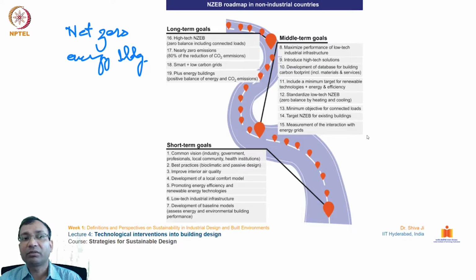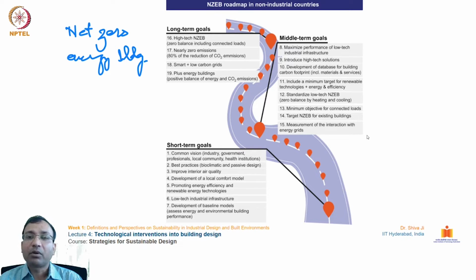The 13th one talks about minimum objective for connected loads. The connected loads should be kept at minimum. If the design load is lower, the overall planning for energy consumption will always be lower. So we should work out the entities, the artifacts and the articles which consume lesser energy.